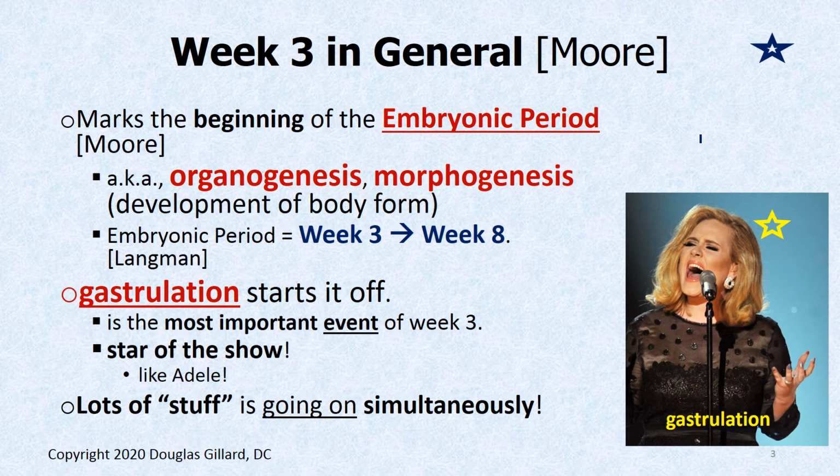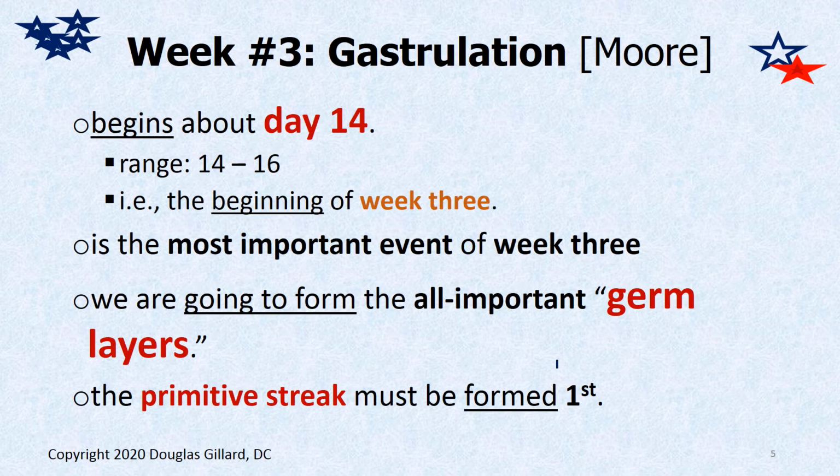So gastrulation. I should add that there's a lot of other stuff going on simultaneously. This is a really big week in our little embryo. So it begins about, well, if it's week 3, it must be day 14, and that's when it usually starts. It doesn't perfectly start at that time. It may start day 16, 15, or 14, but on average this process starts on day 14. And yes, we're at the beginning of week 3.